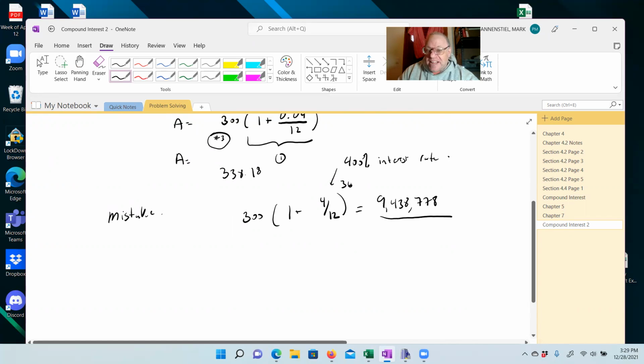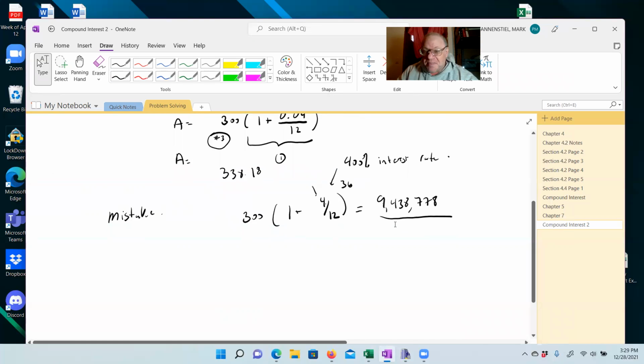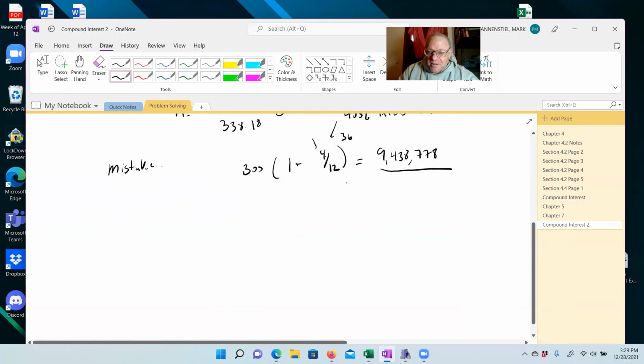So I just really want to impress upon you, if you see these ridiculous numbers, that is a mistake you made right here. There's a Futurama episode where you do this for like 1,000 years and you get a ridiculous number, but it's a ridiculous number because nobody keeps a bank account for 1,000 years. It just doesn't work that way.